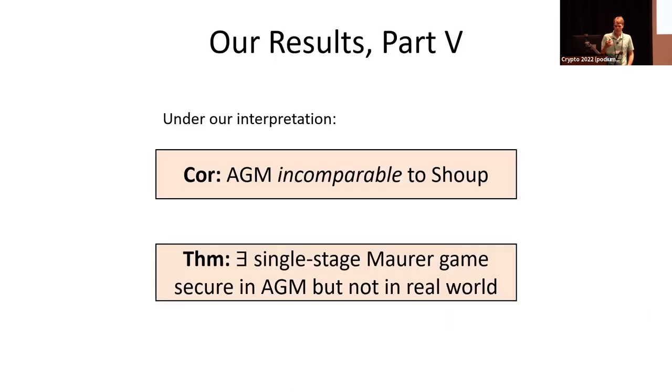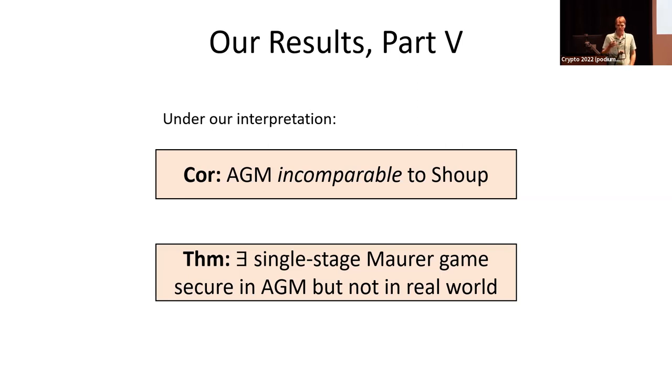Okay, so this brings us to the final set of results, which is that under our interpretation, as an immediate corollary, the algebraic group model is actually incomparable to Shoup's model. So there are limitations to the algebraic group model. It's not necessarily between Shoup's generic group model and the standard model. For example, you would be able to prove certain multi-stage games secure in the algebraic group model that should not be considered secure.